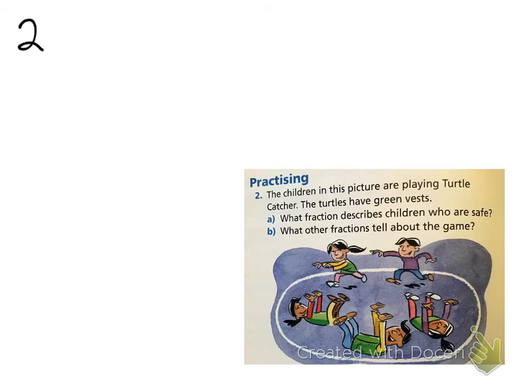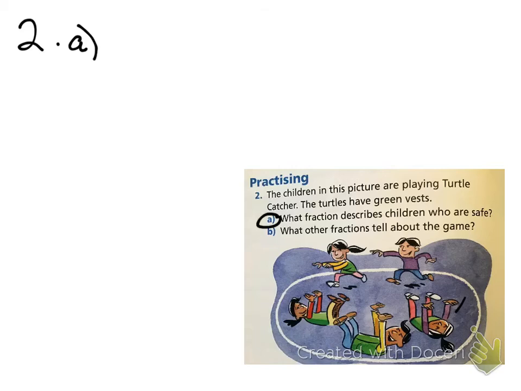Okay, here we go. Number 2. And 2 has an A and a B, so we're going to put A. The children in this picture are playing turtle catcher. The turtles have green vests. Okay, so let's just take a look closely at this picture. So look at which of the children have green vests. Those are the ones who are turtles in this game. Now, in this game also, it's important to note that if you lie on your back in the game, you are safe. Okay? All right, so that's all the stuff we know about the game. The turtles are wearing green vests, and if you're lying on your back, you're safe.